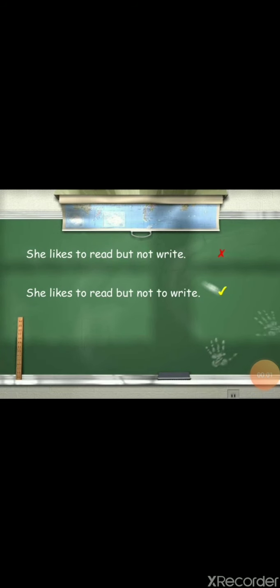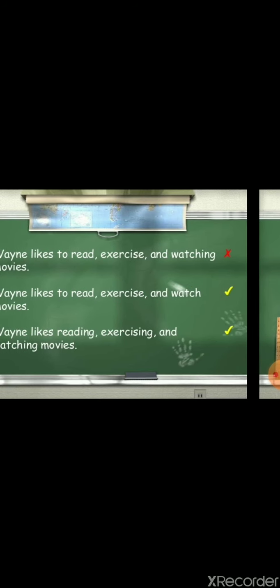One more sentence to understand: She likes to read but not write. In the first segment, we are using the to-infinitive verb. In the second segment, we are just writing the bare verb. That is purely wrong. So we need to create the balance, and we have added "to" at last: She likes to read but not to write. So it's a balanced structure of the sentence.